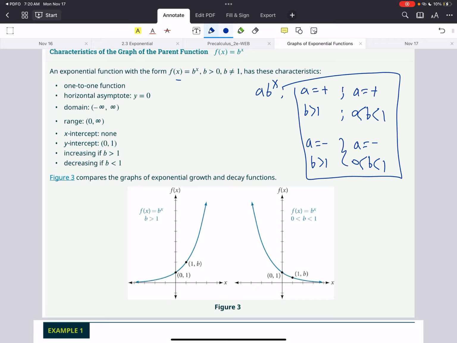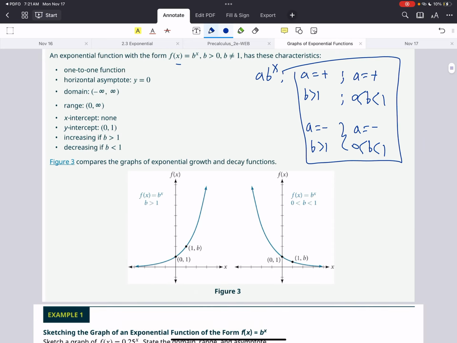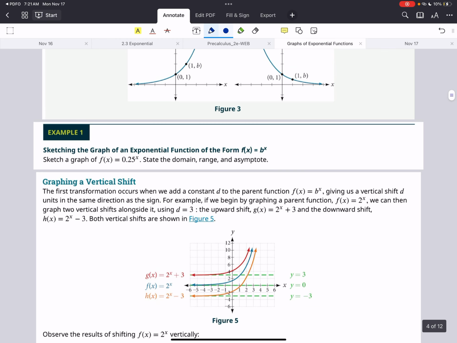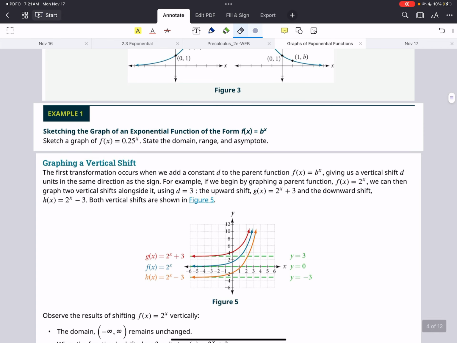I do suggest you pause the video right now and try to graph them. If you don't know how to graph them, refer back to the previous video. Anyways, moving on. Try to sketch this function. Once you sketch it, determine the domain, the range, and the asymptote. The range represents the y values, the domain represents the x coordinates, and the asymptote would be a horizontal asymptote.